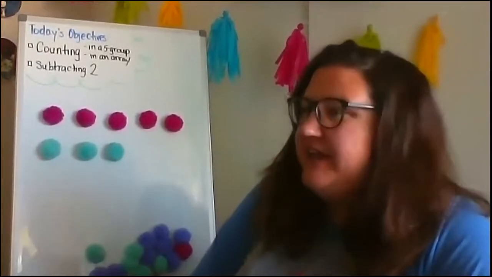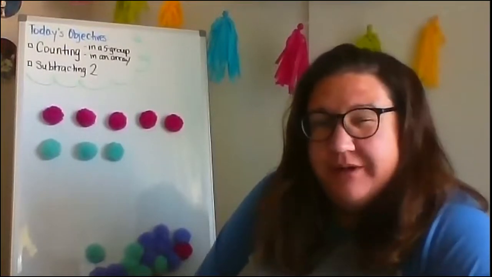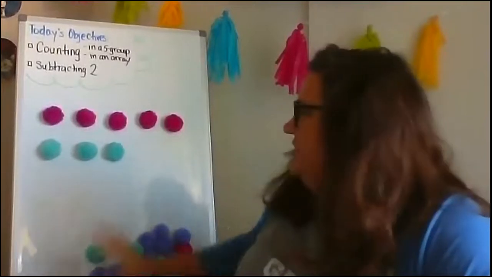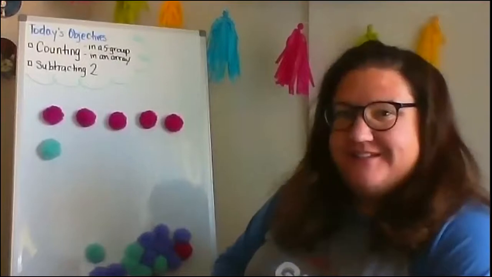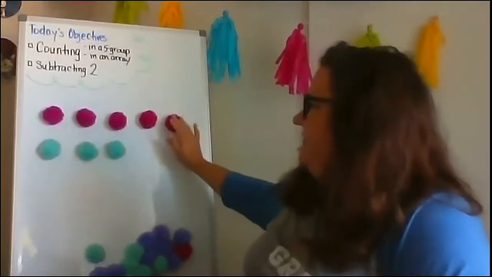How many magnets do I have? 8. Awesome. Then when I move into subtraction, I'm going to take some away. Today we're going to talk about taking away 2, subtracting 2. So if I just take them away, how many do I have left? I had 8. Number 5, count on.